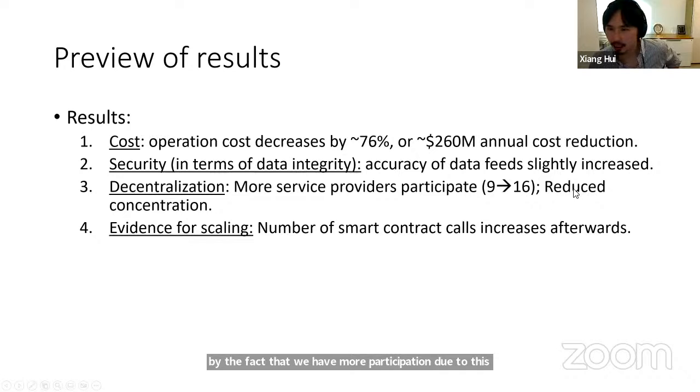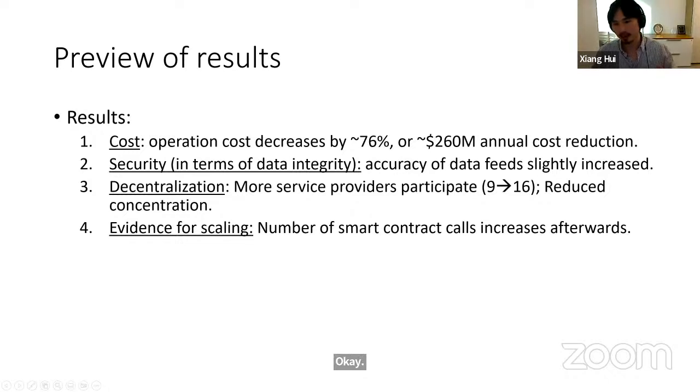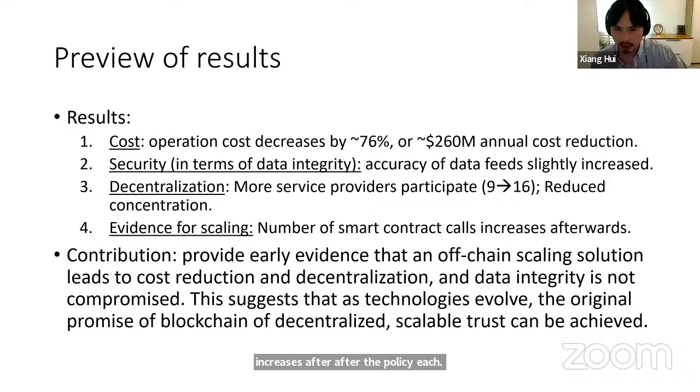And not only do we see more participation, but also at the market level, we see a reduced concentration among these service providers. Okay? And lastly, we have some early evidence for scaling, which is that demand, measured as the total number of smart contract calls, increases after the policy change. Okay, so we think that our contribution of the paper is that we provide some early evidence that an off-chain scaling solution leads to cost reduction and decentralization, and data integrity is not compromised. So this suggests that as the technologies improve, so that scalability becomes better over time, the original promise of blockchain, of decentralized, scalable trust, can be achieved.